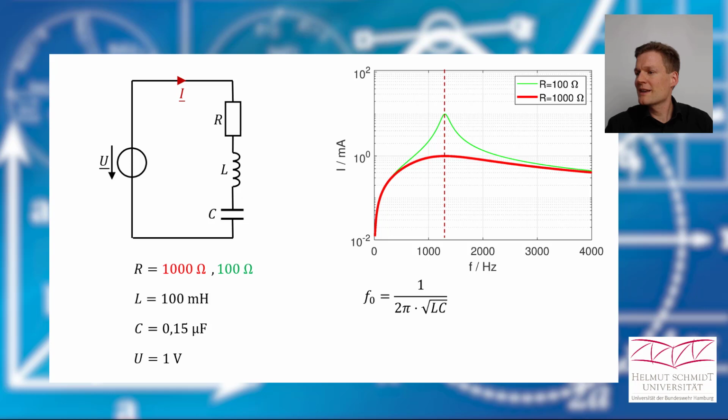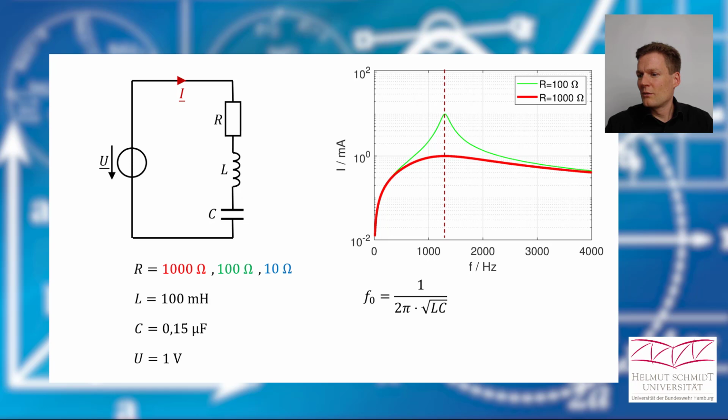Interesting. The maximum value of the current increases. Okay, that is no wonder, because at resonance frequency this circuit just behaves like the resistor, because the imaginary part of the impedance was 0. So it's clear that when we have a constant voltage and a smaller resistor, the current increases.